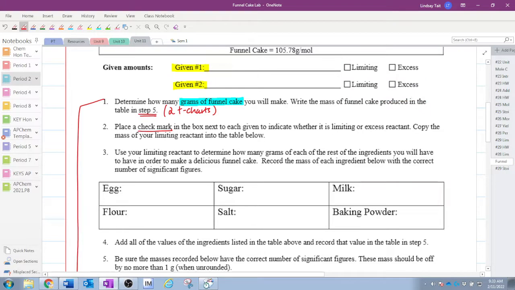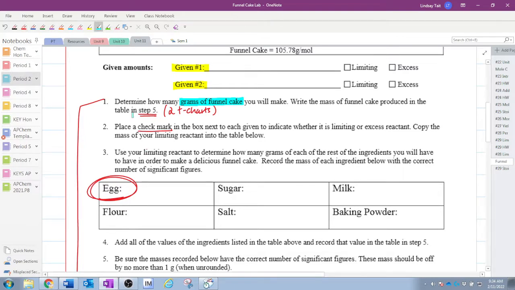All right, so now that you know which one you're going to run out of first. I don't know about this card. It might be the egg. I don't know, it might be the sugar. You're going to have to figure that out. But let's pretend it was the egg. All right, so this card, it was 29.17 grams of egg. If I know that that's my limiting reactant, that means I can write it in this table because I know that's what I'm going to use on Monday. That is how much egg I'm putting in my funnel cake.